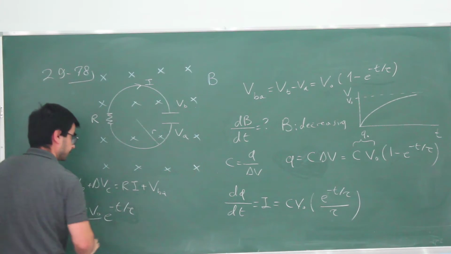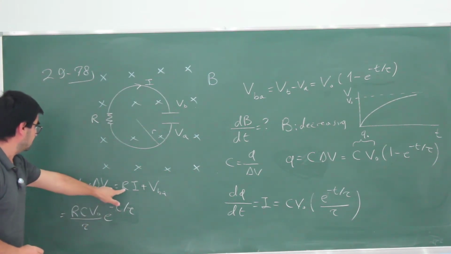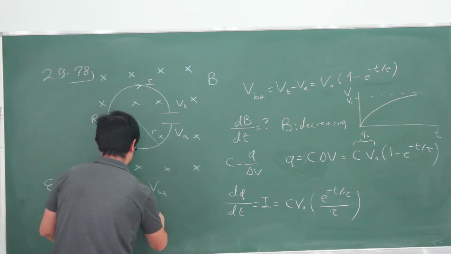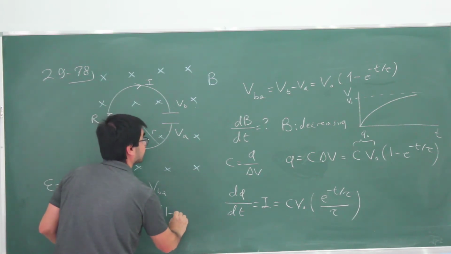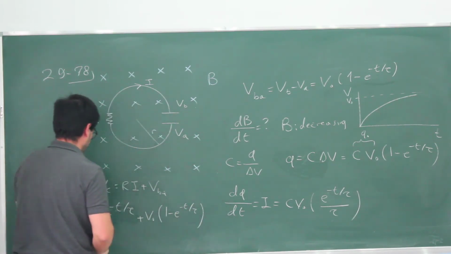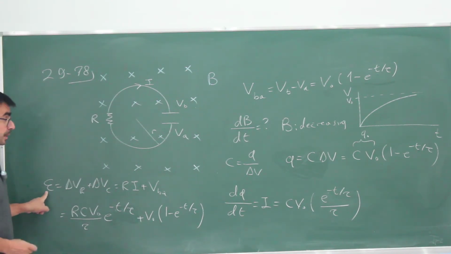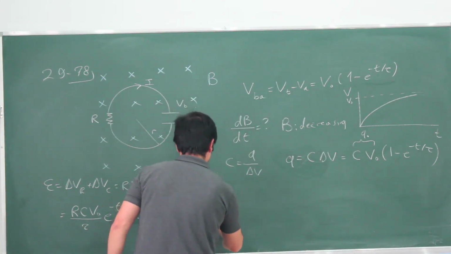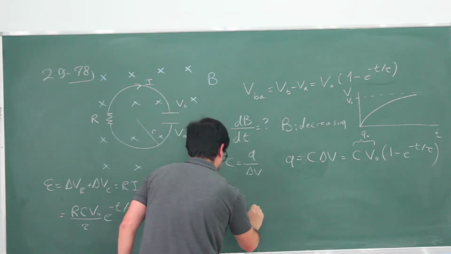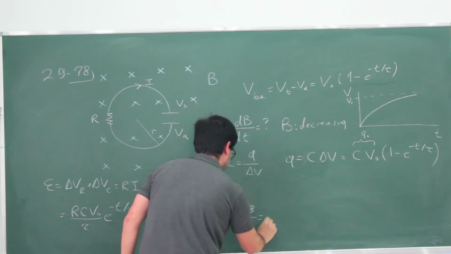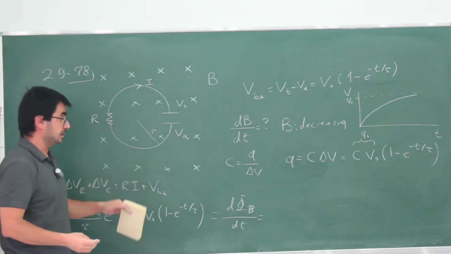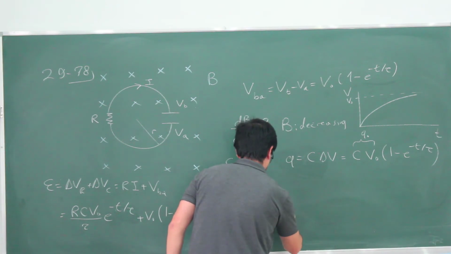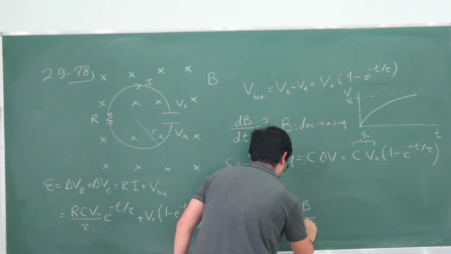This is t over tau. So C V0 and R over tau, okay. And plus this whole thing over there, plus V0, 1 minus e to the minus t over tau. And this must be equal to the rate of change of magnetic flux. So let me erase this. I am running out of space, unfortunately. This is going to be d phi B by dt. And that must be, because the area itself is constant, the area times the rate of change of magnetic field. So this is pi r squared dB by dt.